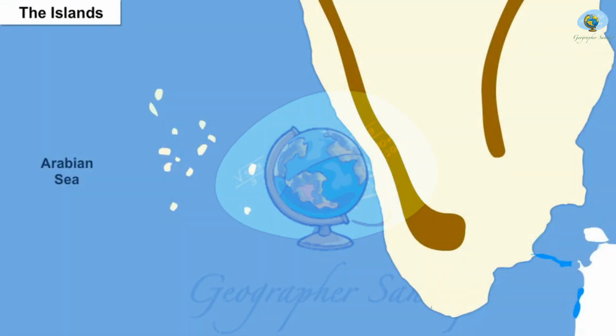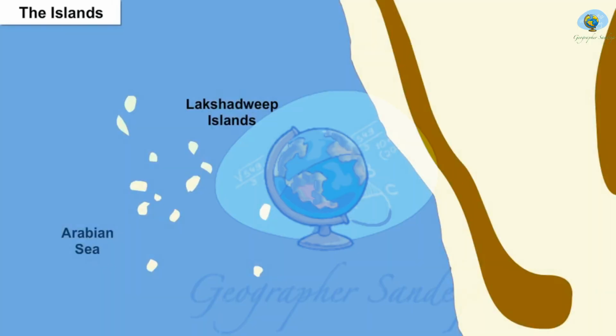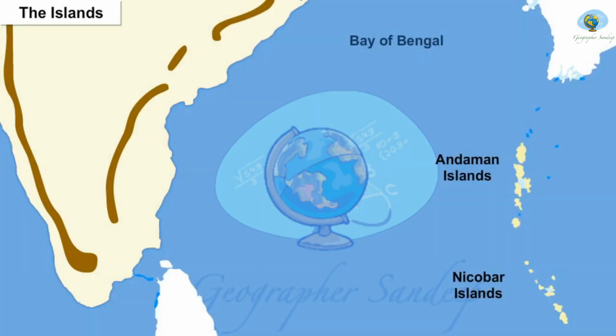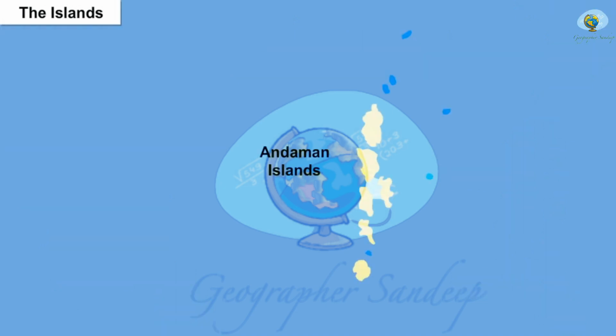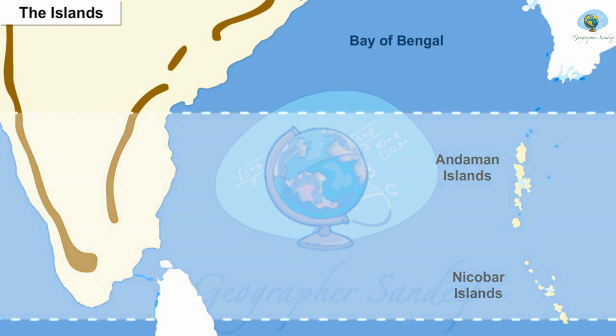The islands. Lakshadweep Islands in the Arabian Sea are a group of coral islands. The total area is 32 square kilometers. It is rich in flora and fauna. The administrative headquarters is at Kavaratti. Andaman and Nicobar Islands lie in the Bay of Bengal. They are larger in size and number and are more scattered. The island group is divided into Andaman in the north and the Nicobar Islands in the south. Since they are closer to the equator, they experience an equatorial climate.